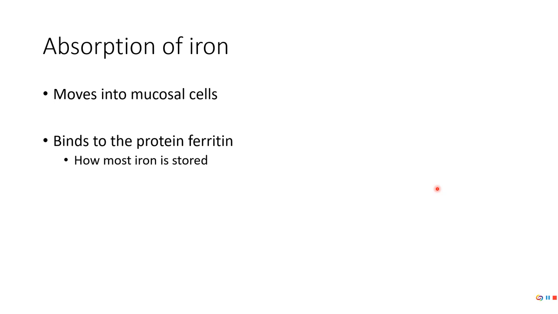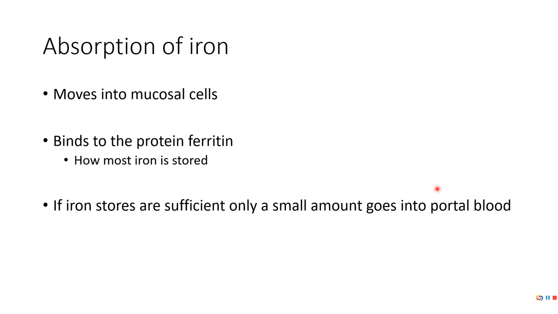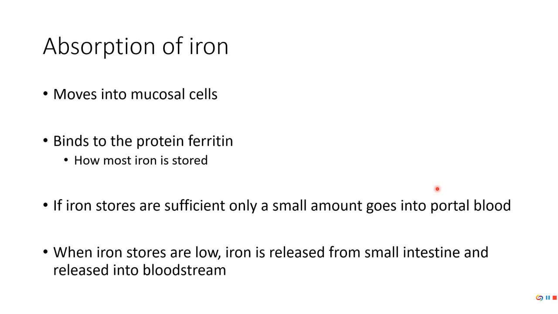And when people go to check to see if people have a low iron value, they're actually checking their ferritin values. Okay. And so if you've got enough iron in your blood, if you've got a high enough ferritin, then you don't do a whole lot of it. Only a small amount of it will go into that portal blood. Remember, the portal system goes from the digestive system into the liver. Now, if you have low iron, then iron is released from the small intestine into the bloodstream.